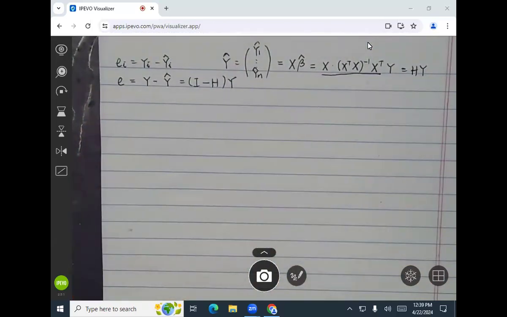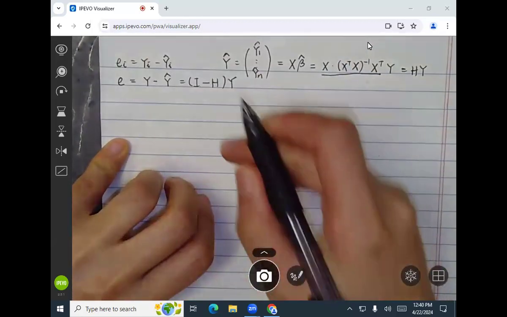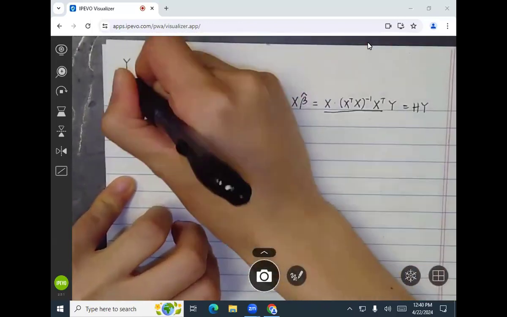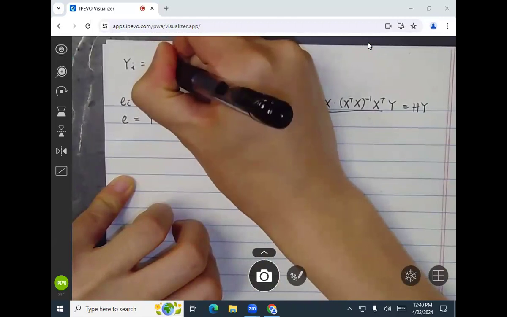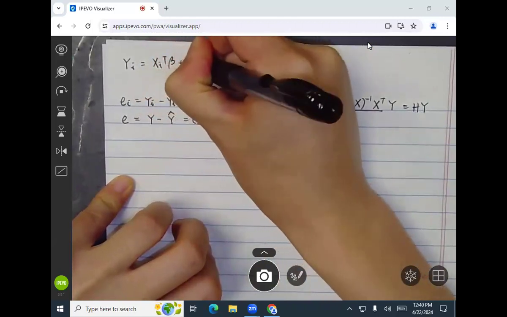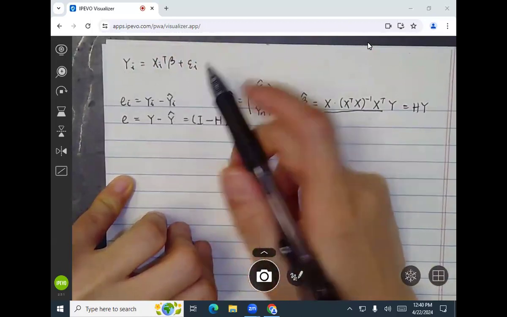And then we said, if we believe in this homoscedasticity assumption, which is, if we write the model, let me just scroll up. The model is y_i equals x_i transpose beta plus epsilon_i. So I'm writing out the model for one observation.